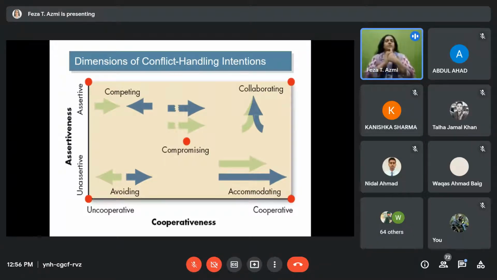Now look at the other three solutions. Competing, what is this? What is happening in a competing kind of situation?